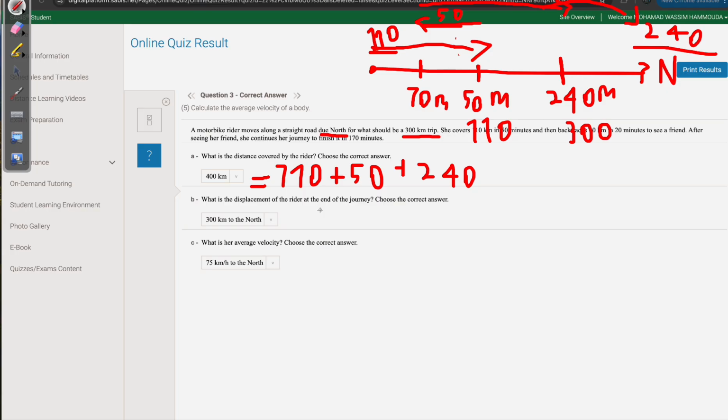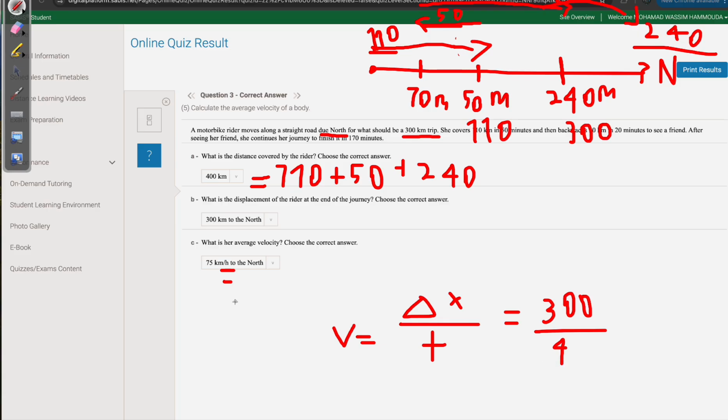Now to find the velocity, it is equal to displacement over time. Time is 240 minutes, but it has to be in hours. So 240 over 60 is 4 hours. So it will be 300 from part B, which is the displacement, over 4 hours, which is 75 kilometers per hour to the north, because the journey is to the north.